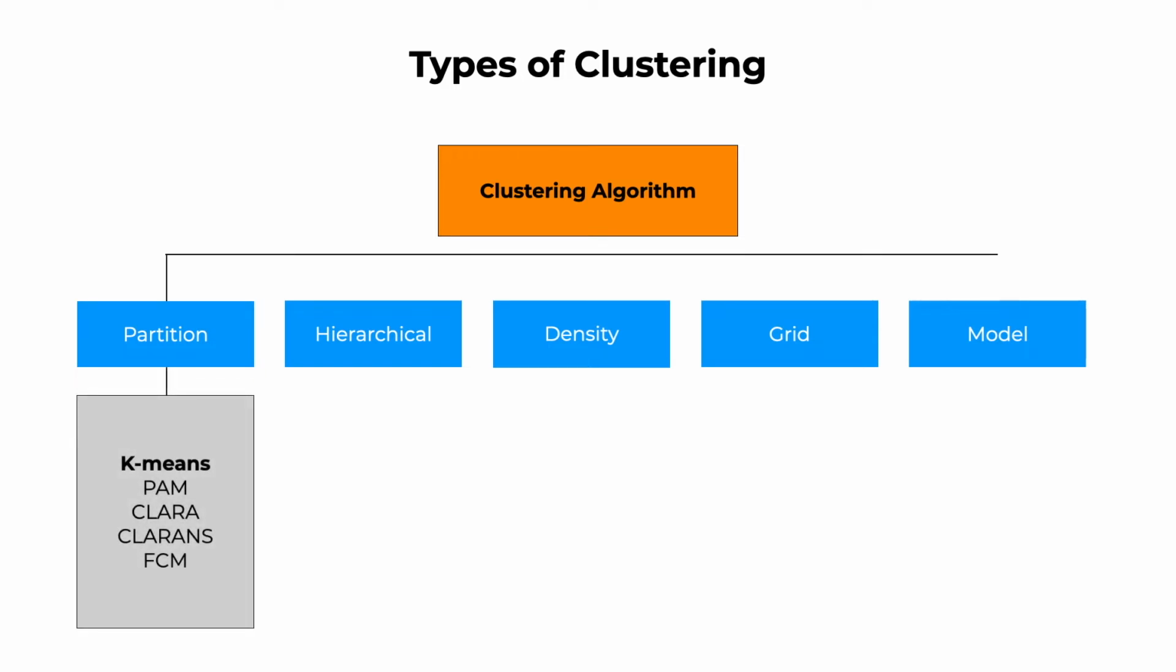The partitioning algorithms divide data objects into a number of partitions, where each partition represents a cluster. These clusters should fulfill the following requirements: 1, each group must contain at least one object, and 2, each object must belong to exactly one group. For example, we have the k-means algorithm, where the center is the average of all points, and coordinates represent the arithmetic mean. There are many other partitioning algorithms, such as k-modes, PAM, CLARA, CLARANS, and FCM.